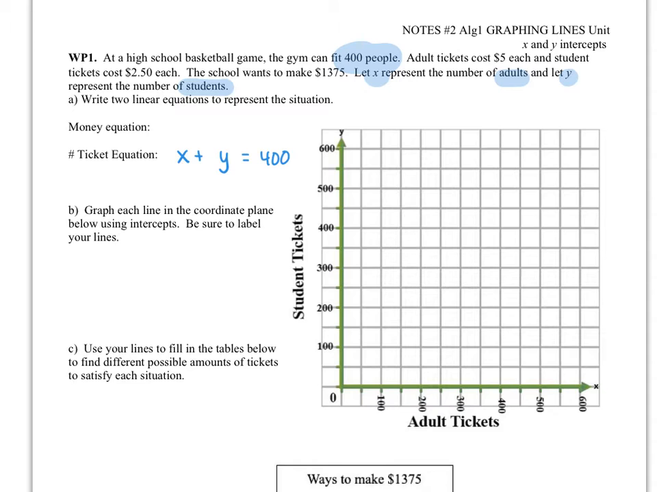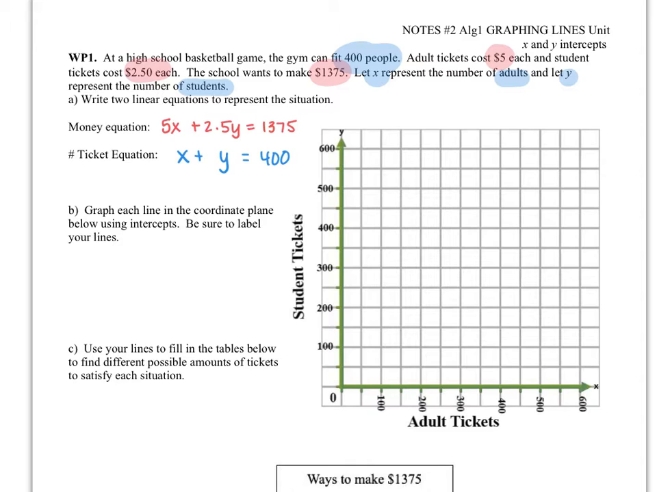The next thing I know is that adult tickets cost $5 each, while student tickets cost $2.50 each, and I'm trying to achieve a total amount of money of $1,375. So to do this, I would write my money equation, 5x plus 2.5y equals $1,375, because it's $5 per adult, $2.50 per student, for a total of $1,375.